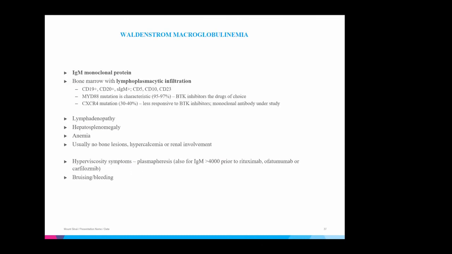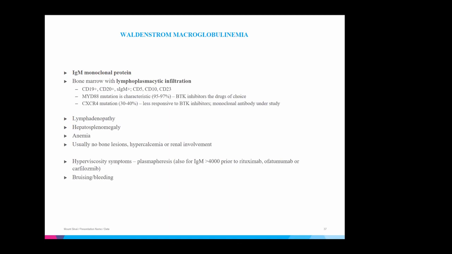Going to finish up talking about Waldenstrom's macroglobulinemia. Strictly speaking, it's not considered a plasma cell disorder because it's actually clinically more like a lymphoma, but it's characterized always by an IgM monoclonal protein. The bone marrow in these patients shows a lymphoplasmacytic infiltration, which is CD19 positive, CD20 positive, surface immunoglobulin M positive, CD5, CD10, and CD23 positive, similar to your B-cell lymphomas.